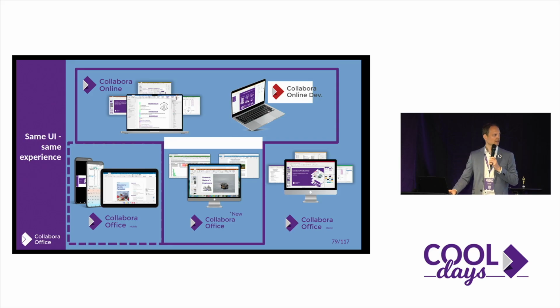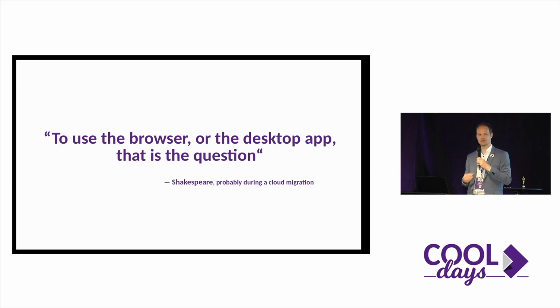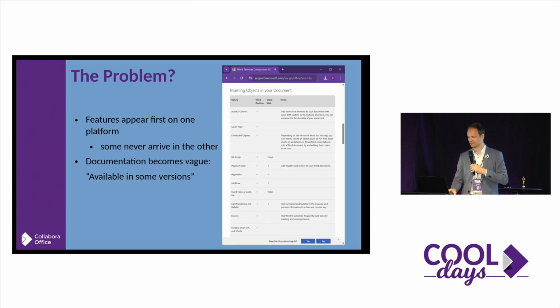So, right, why are there so many different versions and which one to pick? To use the browser or to use the desktop or to use the mobile app, that's the question. There were probably a number of IT architects asking that during various migrations. So why did we end up here? Why is this dichotomy there? Why is this zoo of products there? And why is everybody shipping different versions on different platforms?